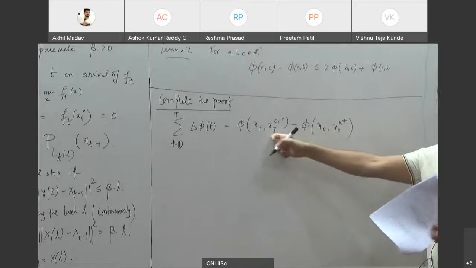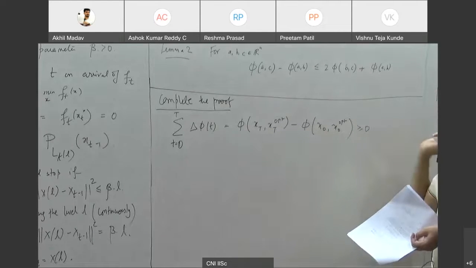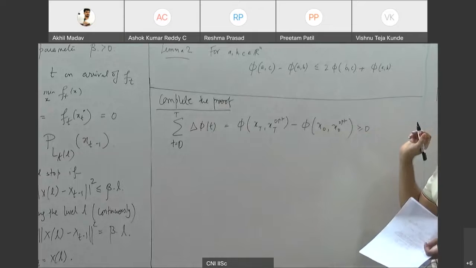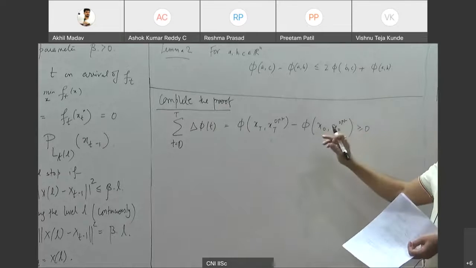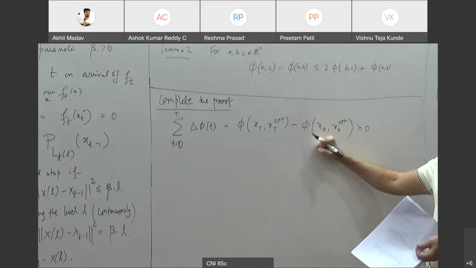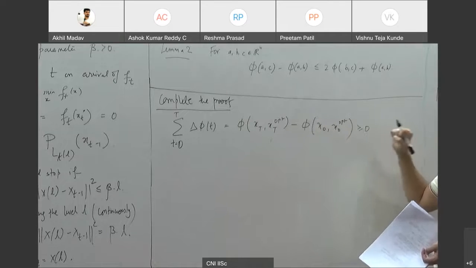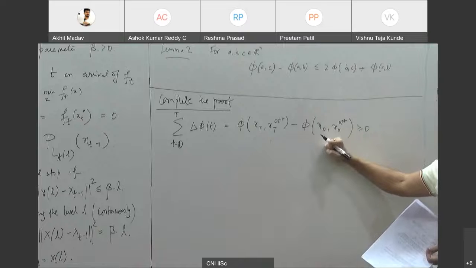This is 0 and this is positive. It's important that this is 0. If you get that this is also greater than or equal to 0, I do not get this inequality. I get this inequality only because at the start this is 0.